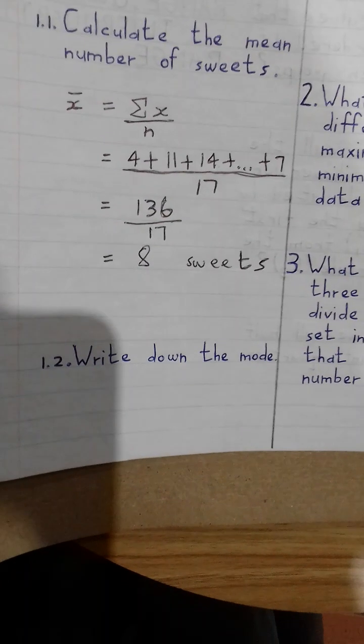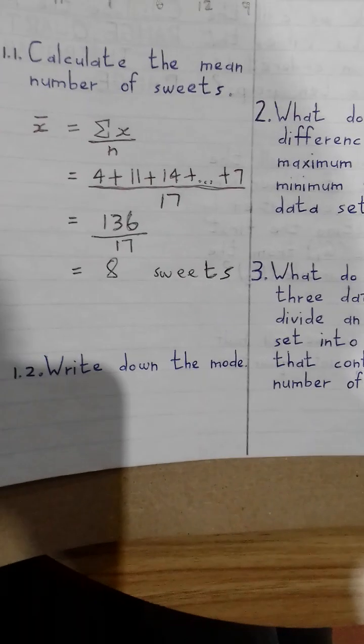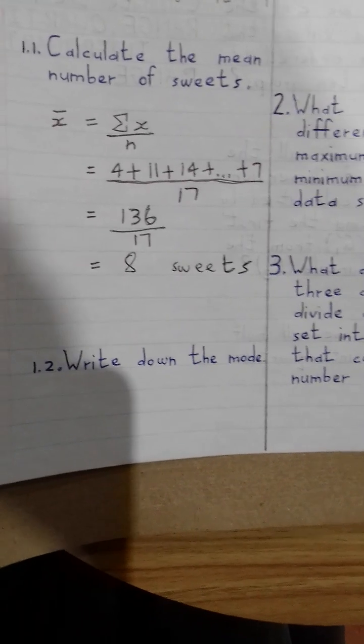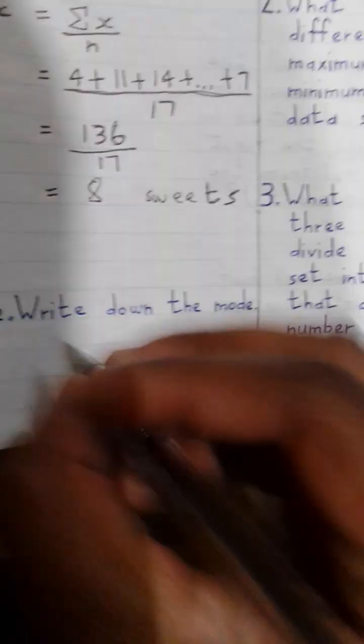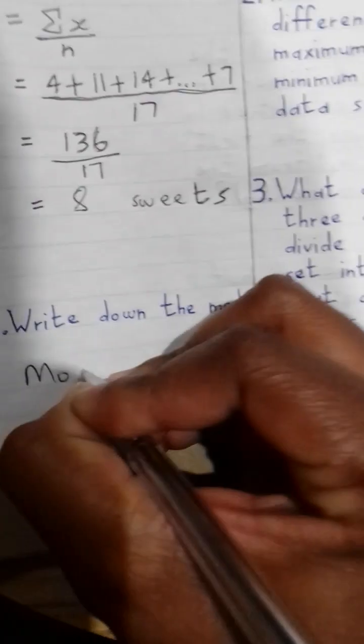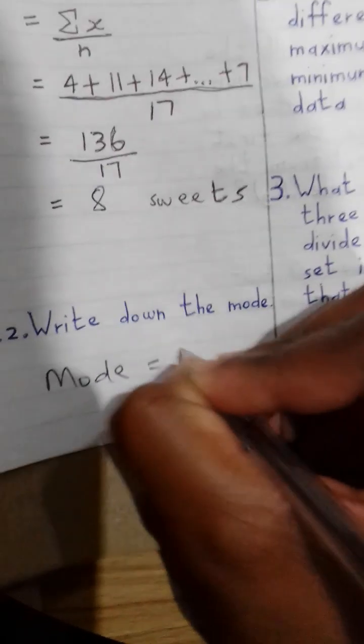1.2 states, write down the mode. Okay. Remember, the mode is the most frequently occurring score. Which one occurs often? 7. There's 3 of them, right? So the mode is 7.